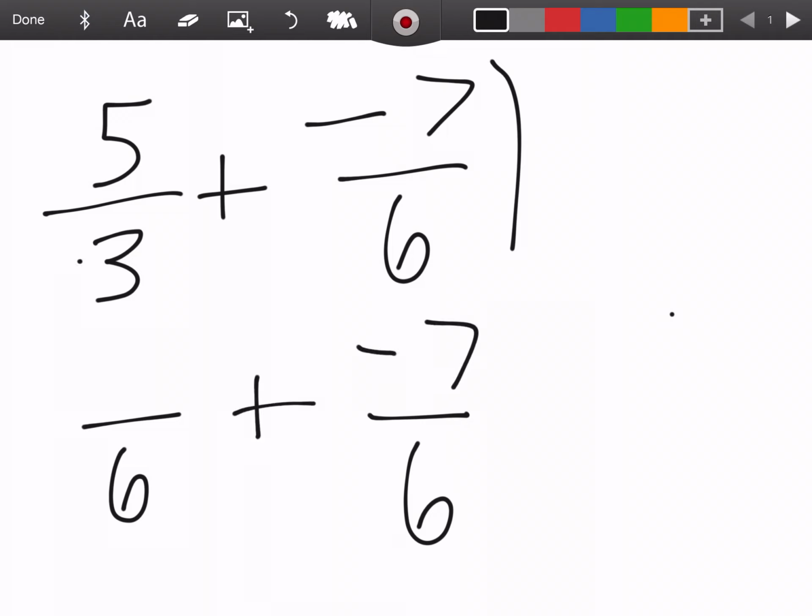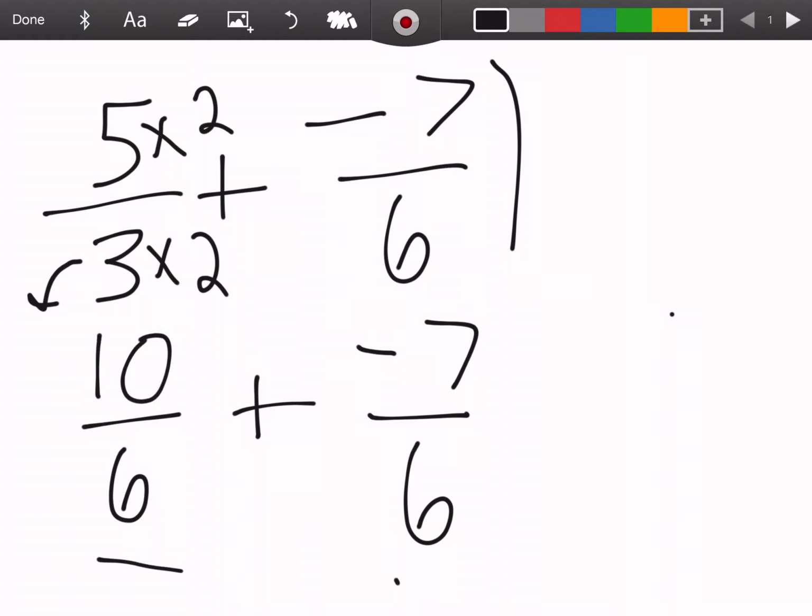And my question is, how do I get 3 to become 6? And so I'm going to times it by 2, and I do the same thing on top. So I'll say 5 times 2 is 10. And so now you notice that both my denominators are the same, and that way I can add them up.